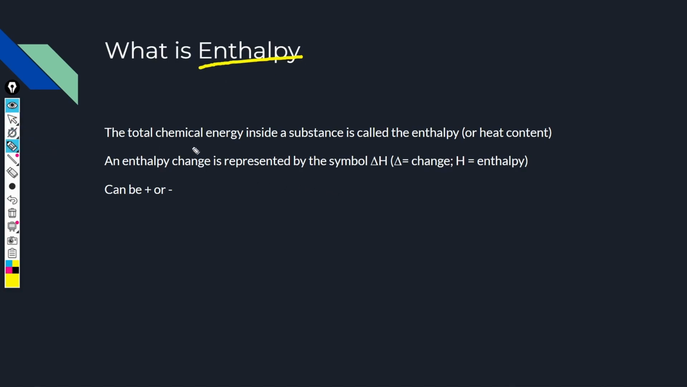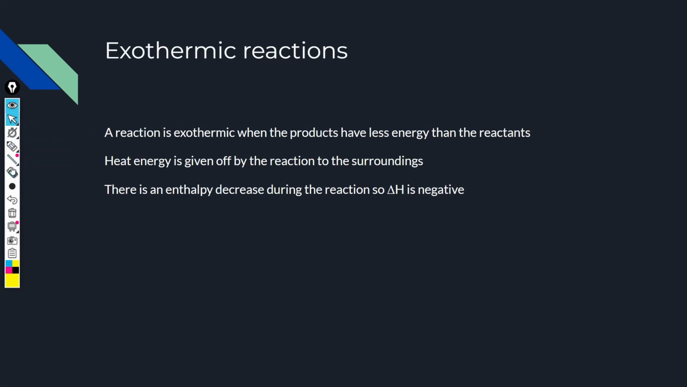Enthalpy is basically just a measure of the total chemical energy inside of a substance or a molecule, and it's represented by delta H, and will be positive or negative depending on the type of reaction, which we'll be looking at later on. The first type of reaction we're going to be learning about are exothermic reactions.